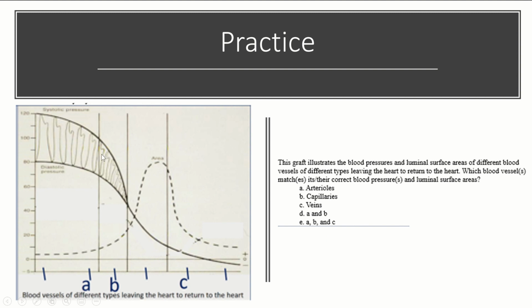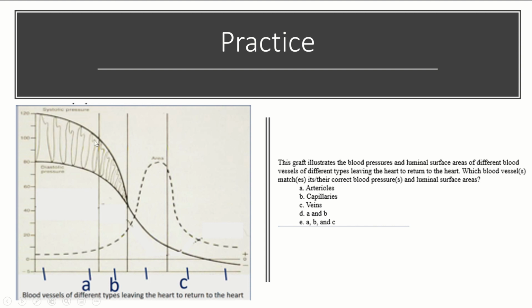Okay, this one is talking about that big old complicated diagram. So this illustrates the blood pressures and luminal surface areas of different blood vessels. Which blood vessels match? So here, we've got these different little hash marks. We can go through and identify all of them. Remember we said right here is where we're going 120, 80, 120, 80. So this would kind of be where your aorta is, right? Remember your heart goes 120, 0, then it goes straight into your aorta, and that kind of sets it up for 120, 80. So that'd be your aorta.